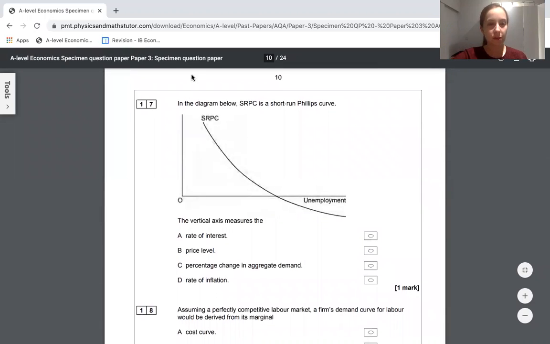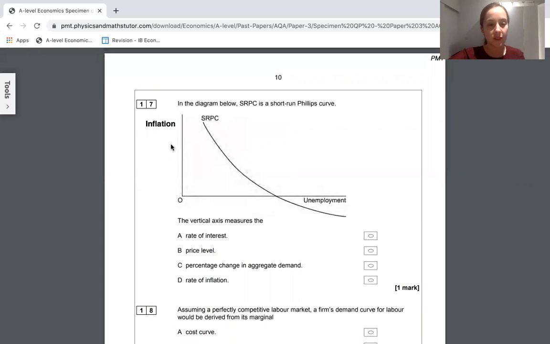Right, the short-run Phillips curve is always a graph with inflation on the y-axis. Inflation can be a positive number, it can be 5%, but it could also be a negative number, maybe -2%. That's called deflation. So don't be thrown off by the fact that this goes below the axis. That's fine, inflation can go below that. So the answer is D.